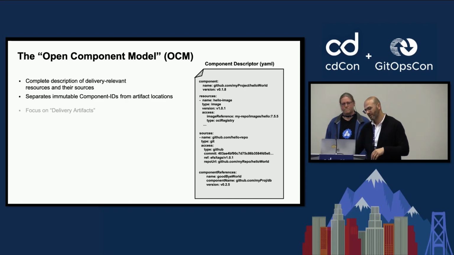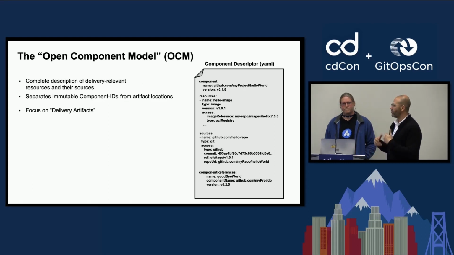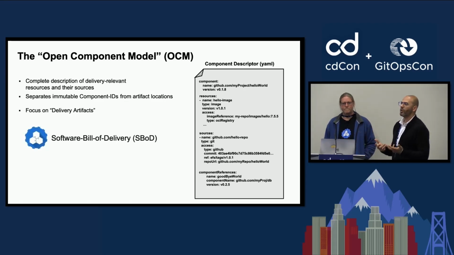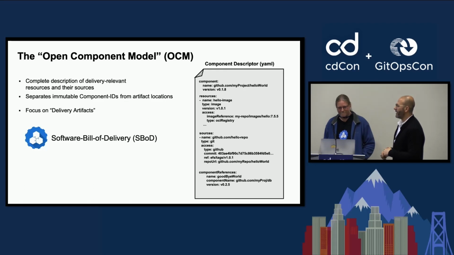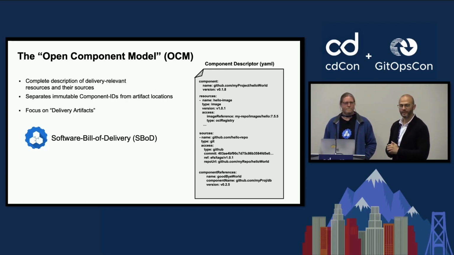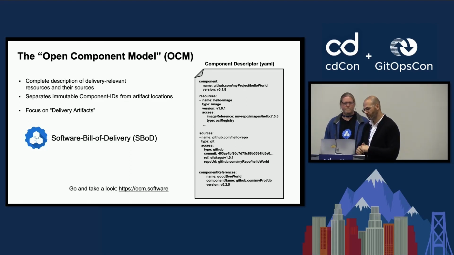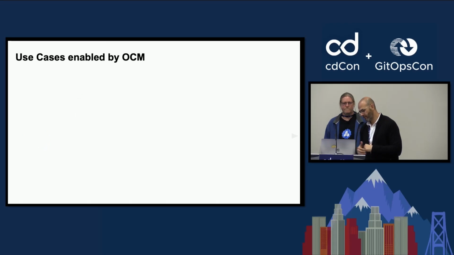distributed systems and cloud-native applications, so that at the end of the day you focus on the delivery of the artifacts. And this is what's now called the software bill of delivery, or SBoD, if you will. And this is basically how you bring everything into one single file to say, this is how my application is going to be delivered to the other end of my environment.